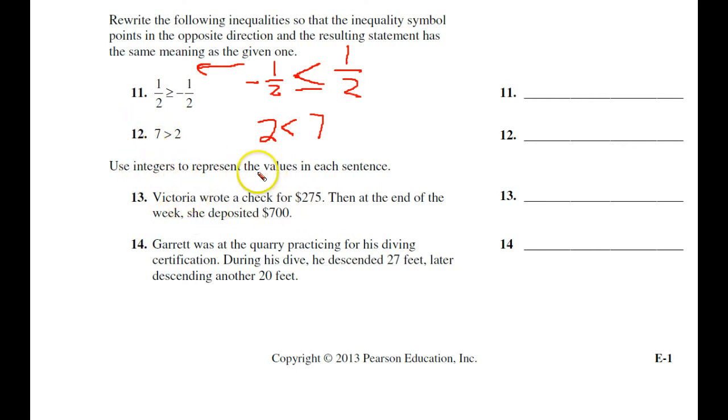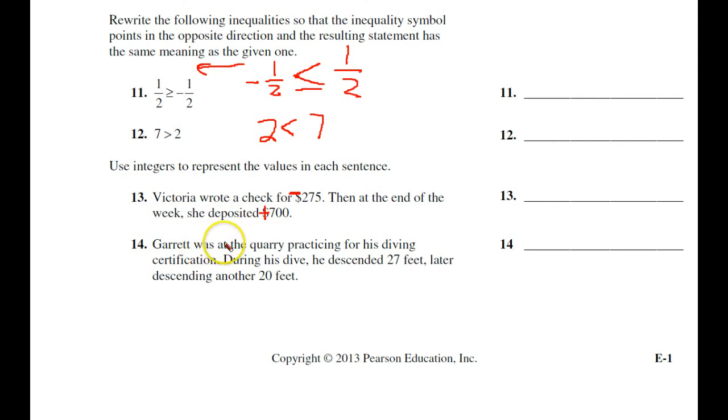Now it says use integers to represent the values in each sentence. If she writes a check for this much, then at the end of the week she deposited this much. Okay, so basically she writes a check, so this would be a negative that she's taking out of her account, and for number 13 that would be a positive that she's putting into her account. See if I can get a positive going there.